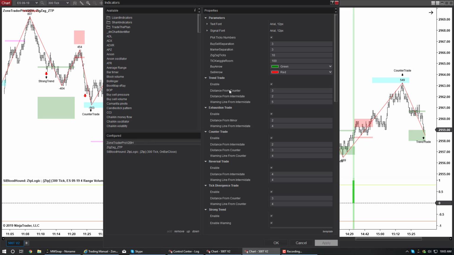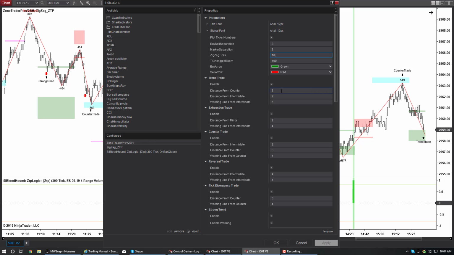And this is where some of the customizations come in. I have put the values here that I like to use. So let's take a look at each one of these values. I put distance from counter 3, distance from intermediate 2, and a very important setting, warning line from intermediate at 5. Okay, and up here, this is what is setting the zigzag. We're telling it to zigzag at 10 ticks. So these numbers are valid for a 10-tick zigzag.